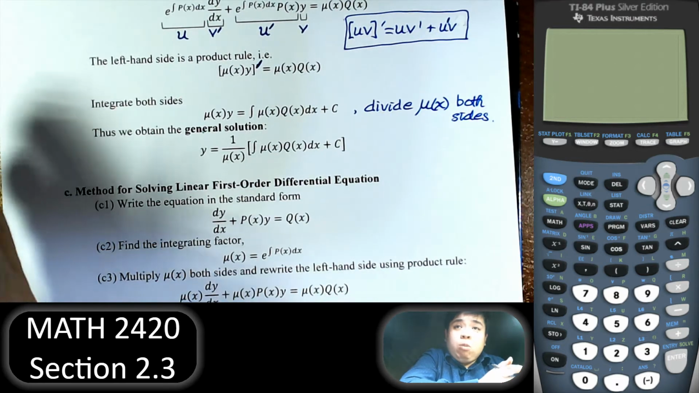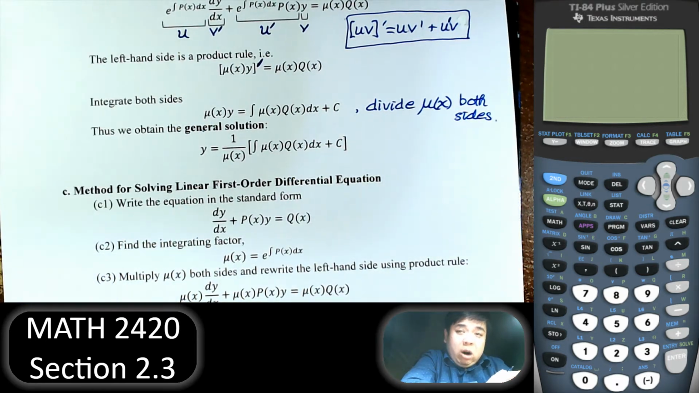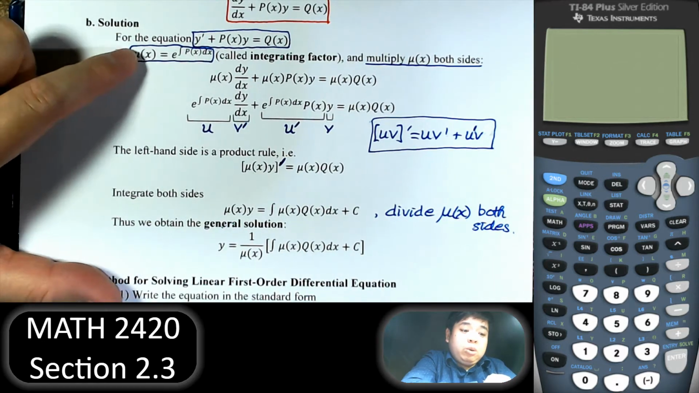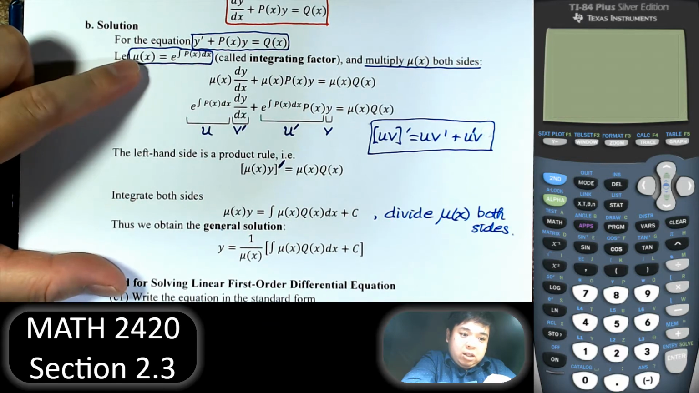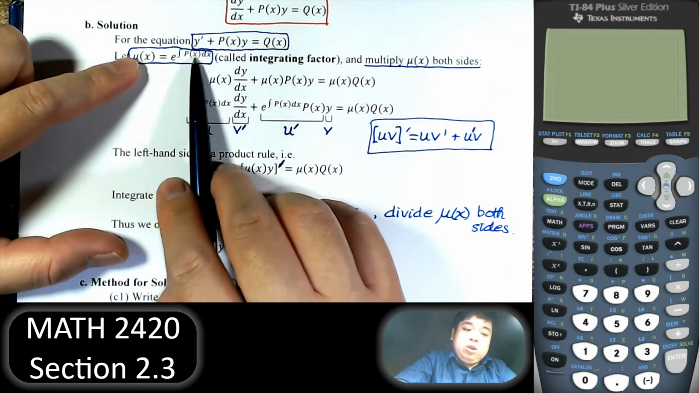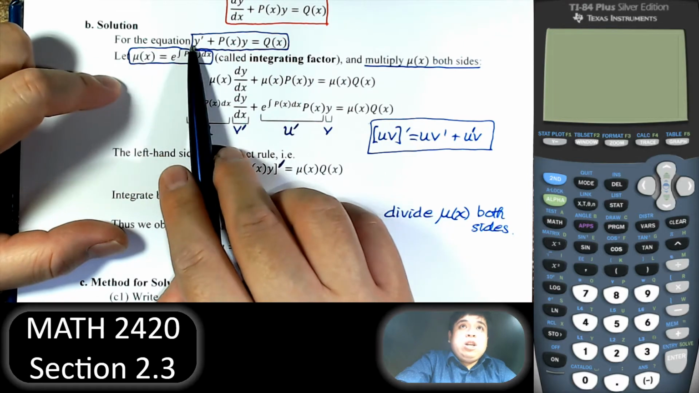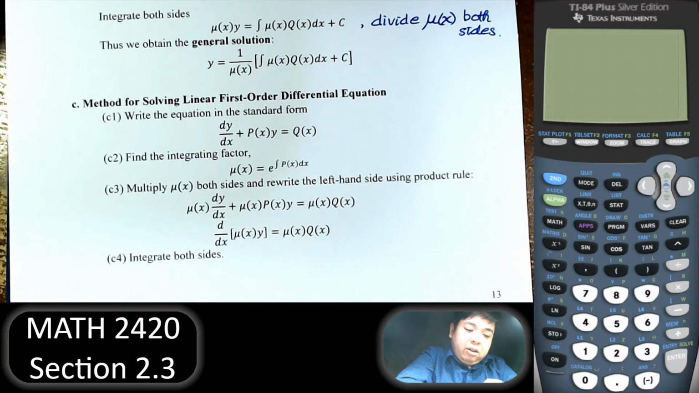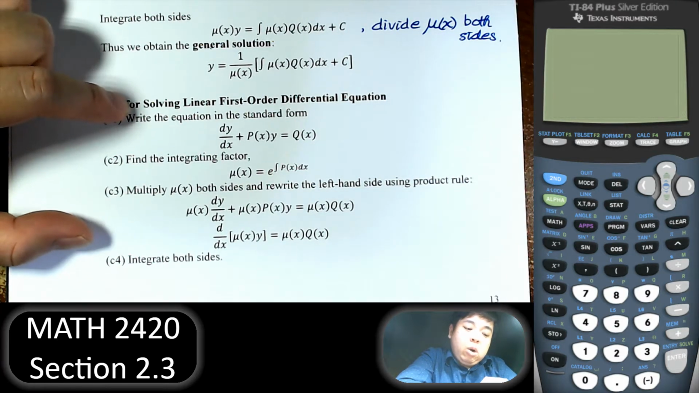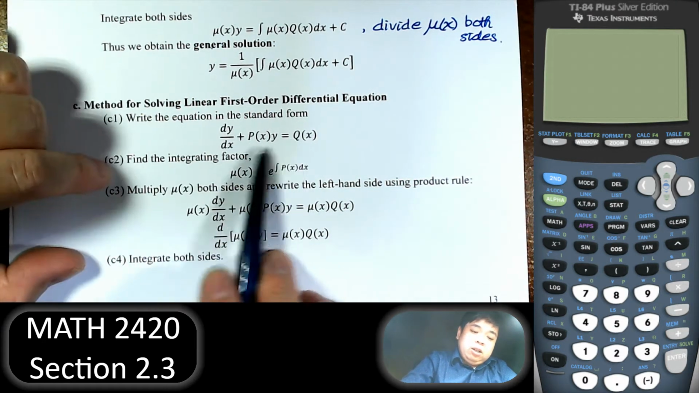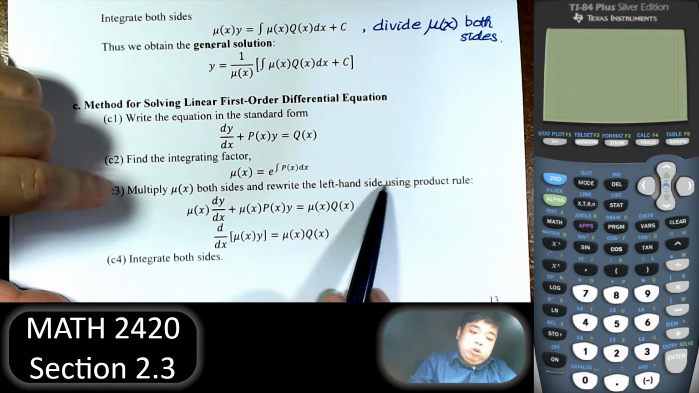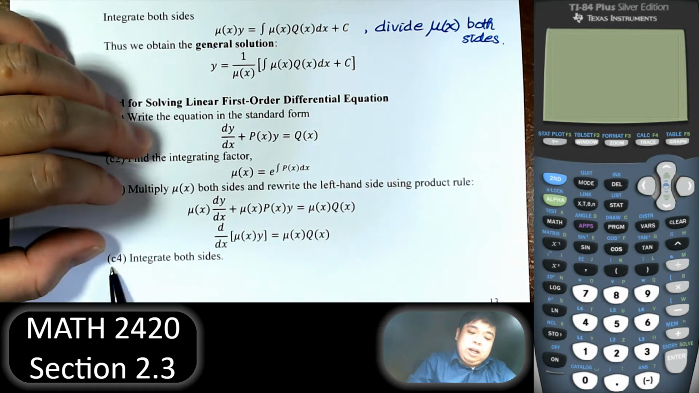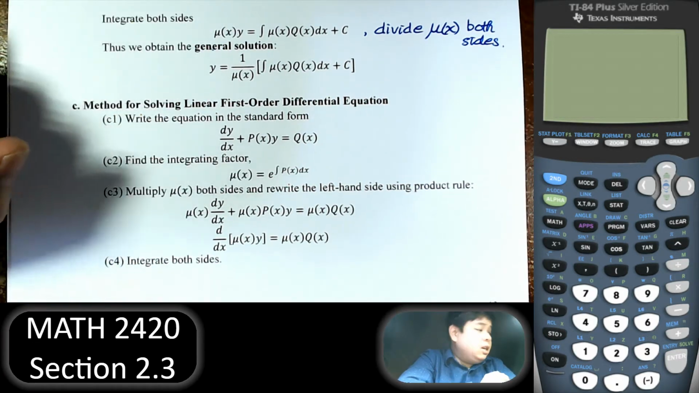Like I said, the formula is good and all, but I don't even memorize that. I will derive the formula every single time. Just keep in mind that what we need to do is find the integrating factor, which is this. In order to find the integrating factor, we need to know p of x. So that's why we need the equation in standard form, so we know exactly what p of x is. Right. And the method for solving a linear first order differential equation: write the equation in standard form, find the integrating factor, multiply both sides, then write that using the product rule, and then integrate both sides. So that's how we write the solution.